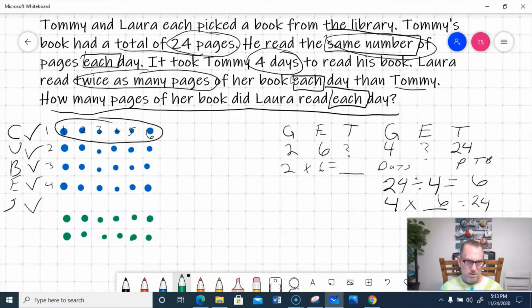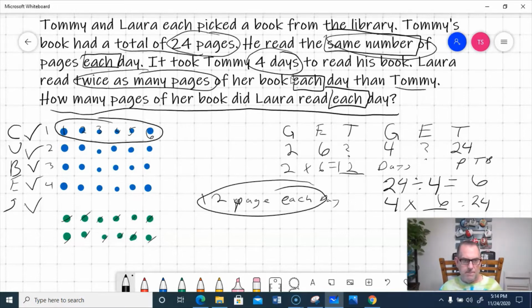That's 1, 2, 3, 4, 5, 6, 7, 8, 9, 10, 11, 12. So 2 times 6 does equal 12. Or we could say, if we basically just double 6, we get 12. So that means Laura read 12 pages each day.